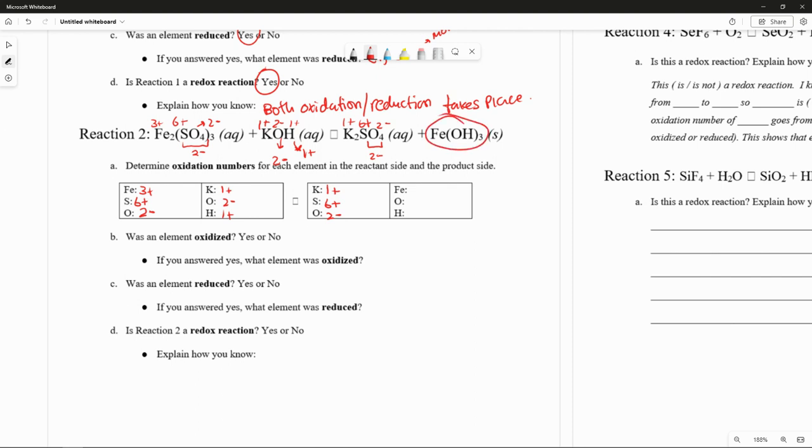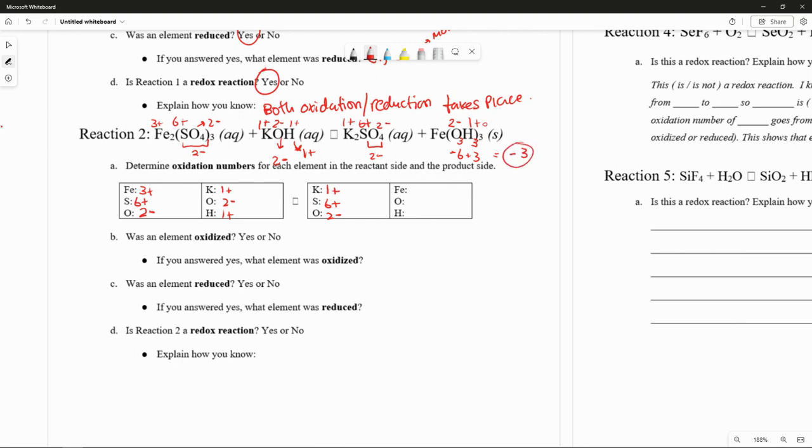All right, and our last one, we have FeOH3. We know O is 2 minus, and H is 1 plus. And we have 3 of those hydroxide molecules. So if we take into account the fact that we have 3 Os and 3 Hs, we do a simple calculation. 3 times 2 is negative 6. 3 times 1 is 3. So negative 6 plus 3 equals negative 3 for the whole hydroxide.